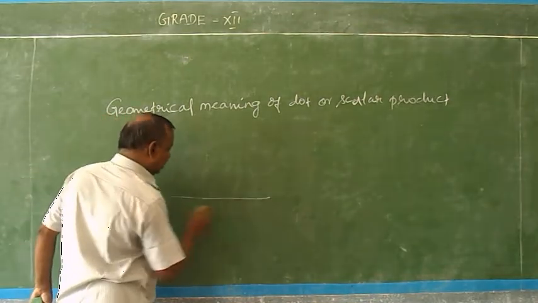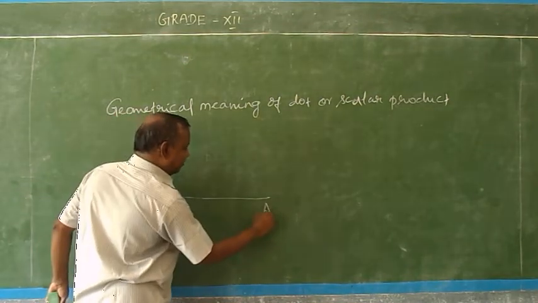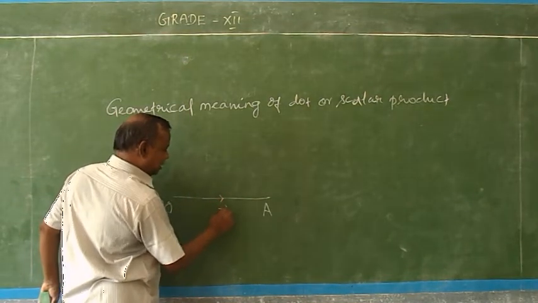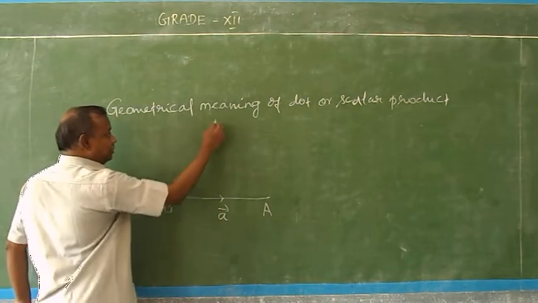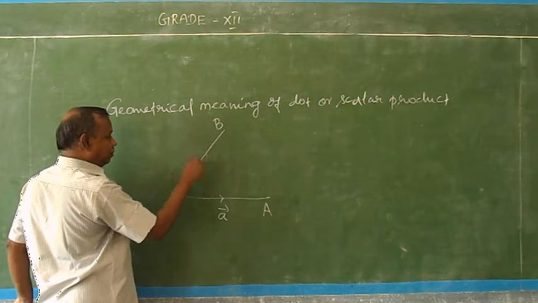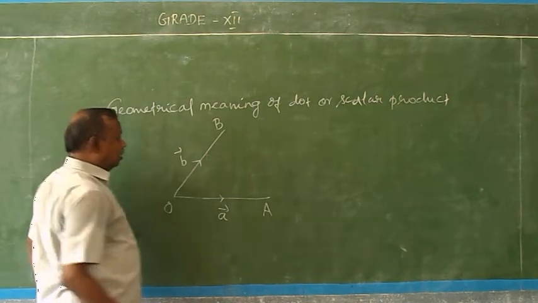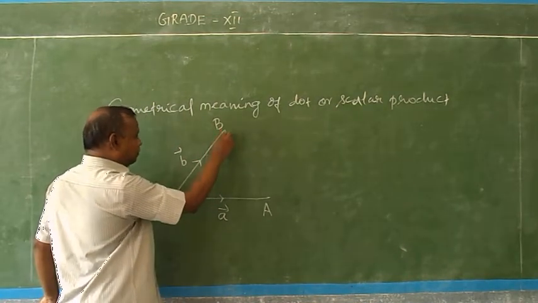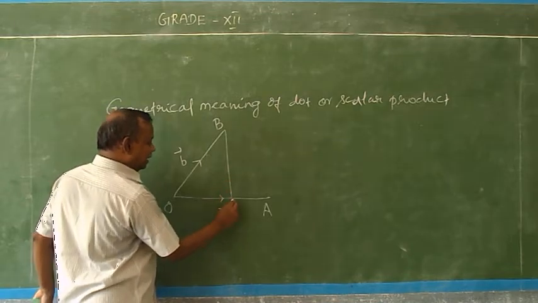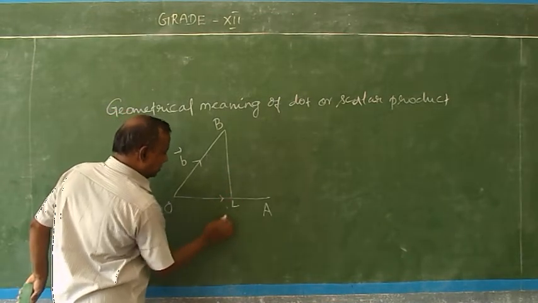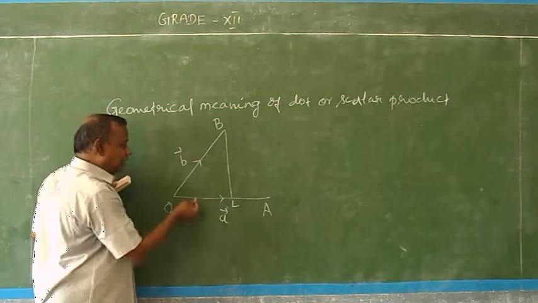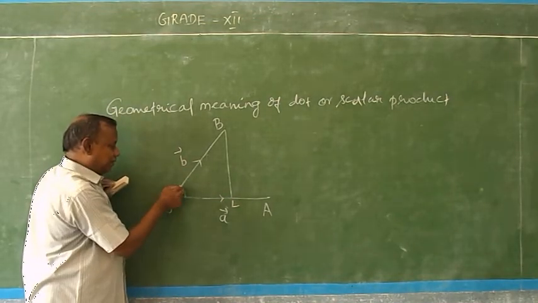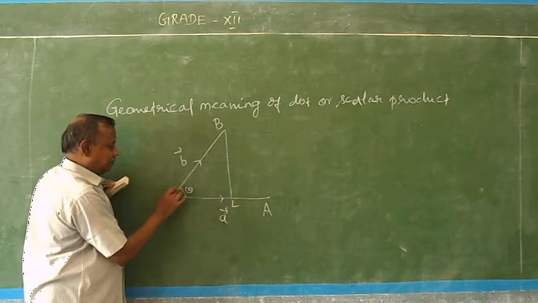Consider OA vector equal to A vector and let OB vector equal to B vector. Draw a perpendicular from B to OA. Let it meet at N. The angle between A vector and B vector is given by theta.